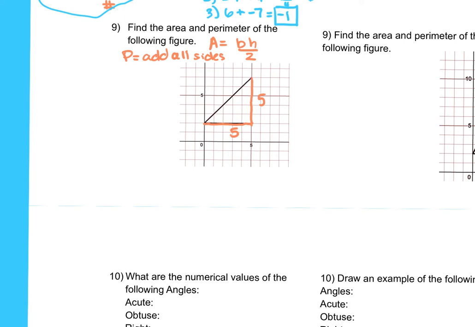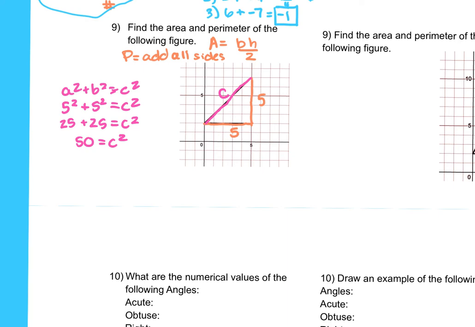Now we can't just simply count a diagonal distance. We've got to find that distance using the Pythagorean theorem. A squared plus b squared equals c squared. In this case, our c is always going to be the hypotenuse, the diagonal side. So we're just going to plug in 5 for the horizontal side and 5 for the vertical side, and then solve. So 25 plus 25 equals c squared, and if we add 25 plus 25, we get 50.